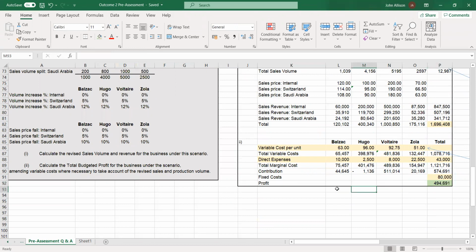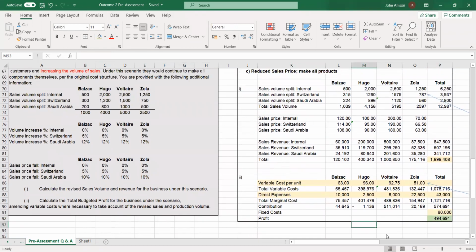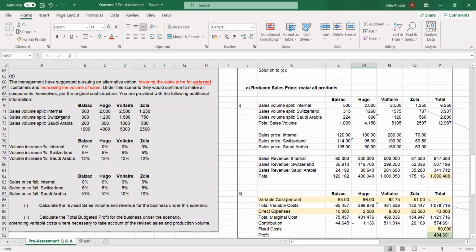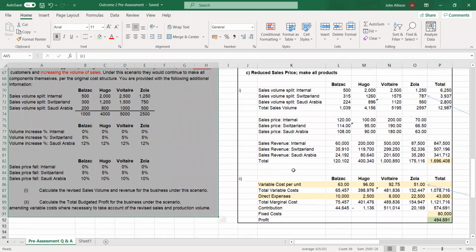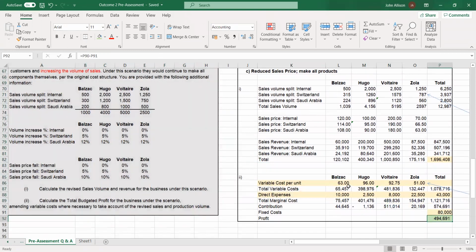494,691. So once we've done all that, at the end of the day, from part C we ended up with £494,681. And once we've done that, we've answered part C.